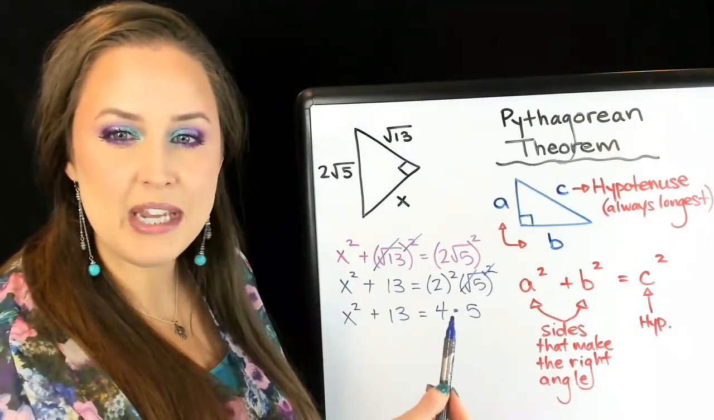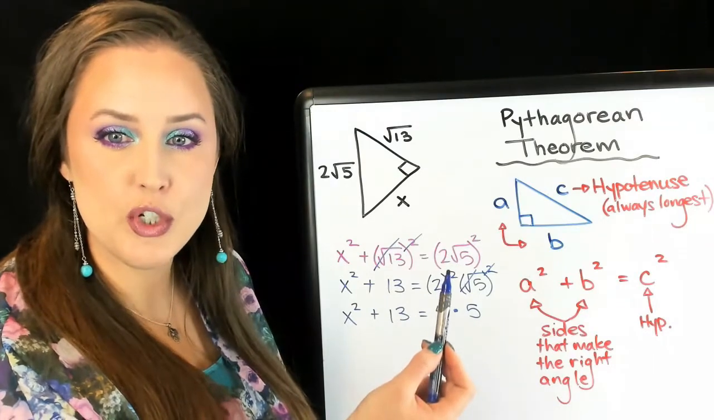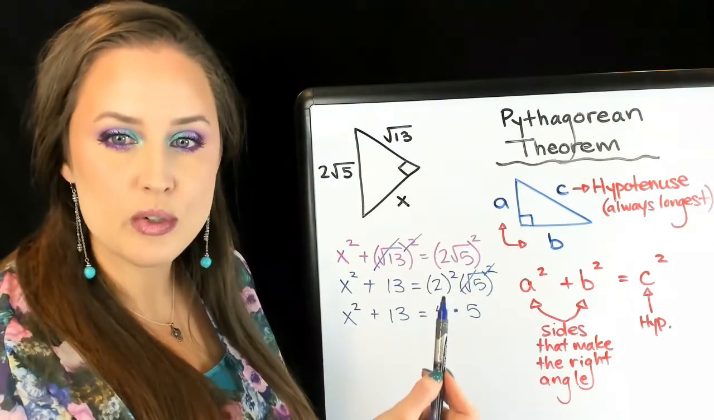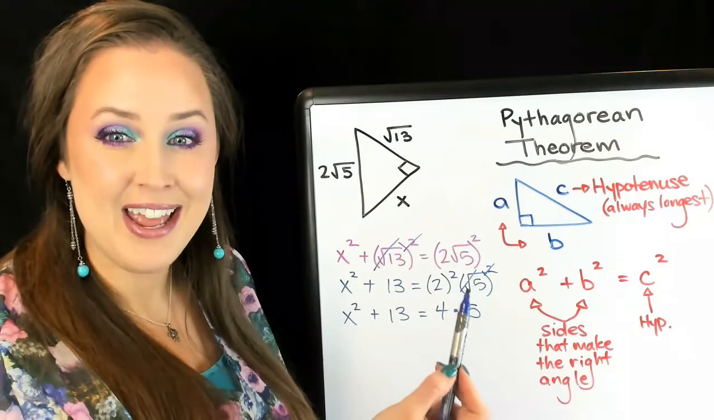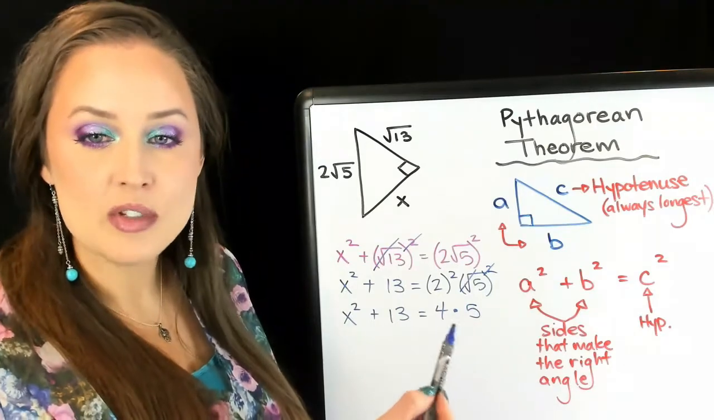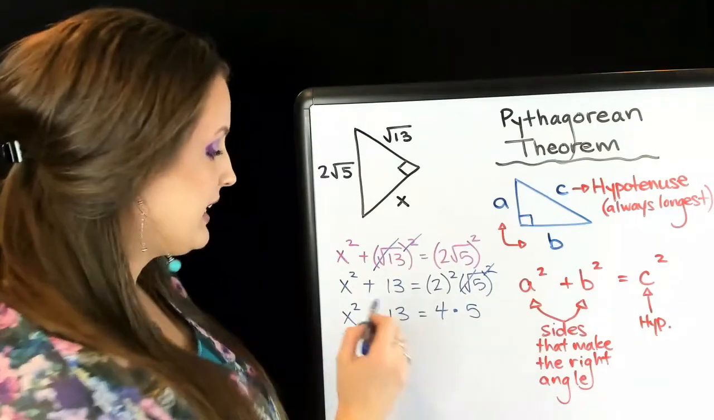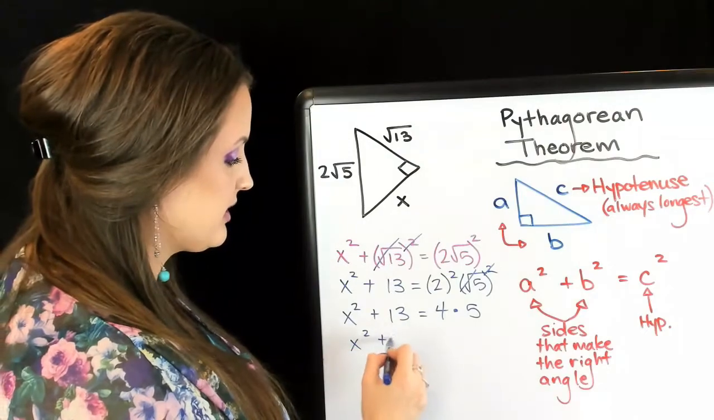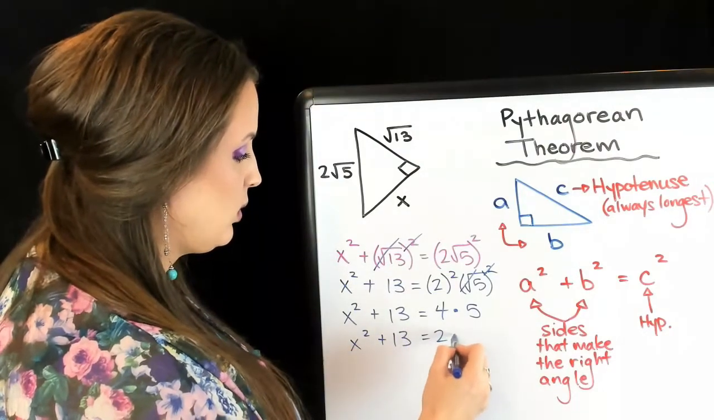Notice that I put a multiplication sign in between, but that's because it's 2 times root 5, so 2 squared times root 5 squared, therefore 4 times 5. So now we'll just multiply the 4 and the 5 and continue on. So we have x squared plus 13 equals 20.